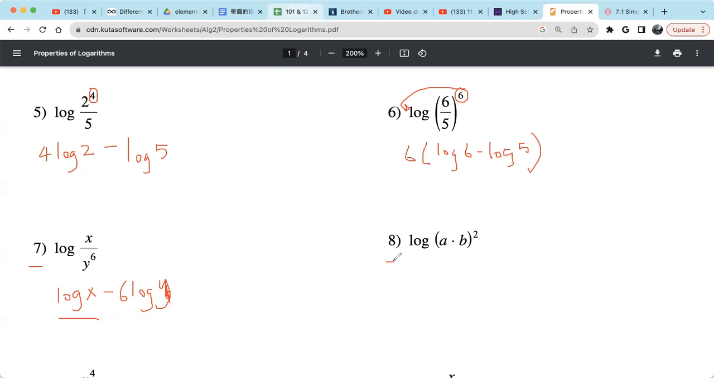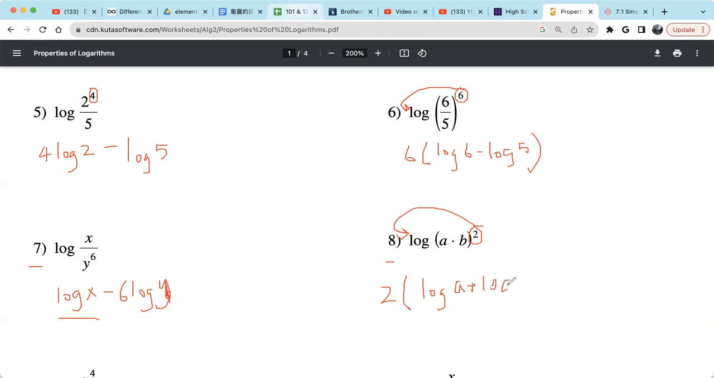Let's see number 8. This square applies to the product, so both for A and B. So I can pull it up front, just like 6. So I have 2 parentheses, because I'm going to split log A times B to be log A plus log B.